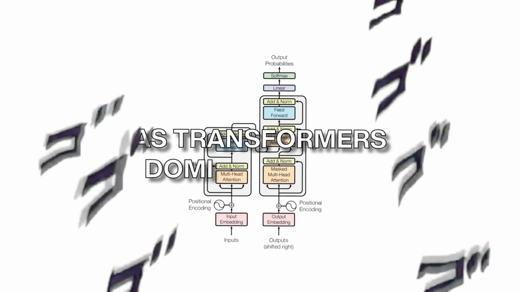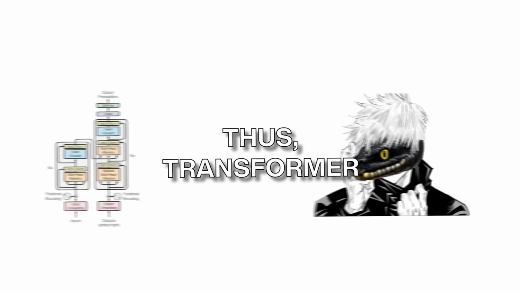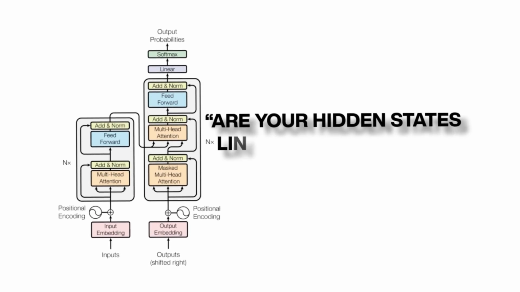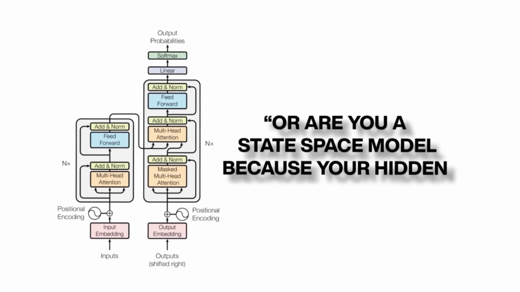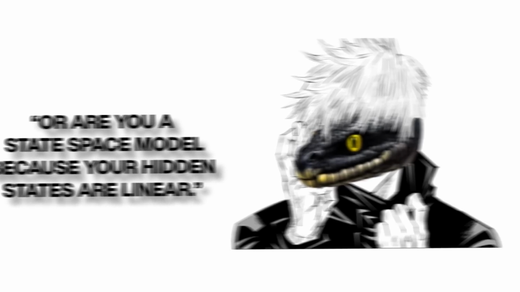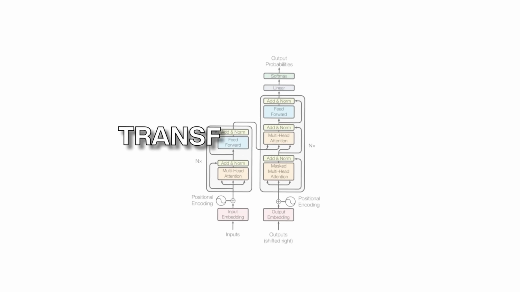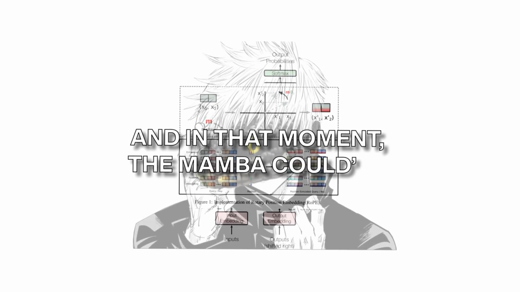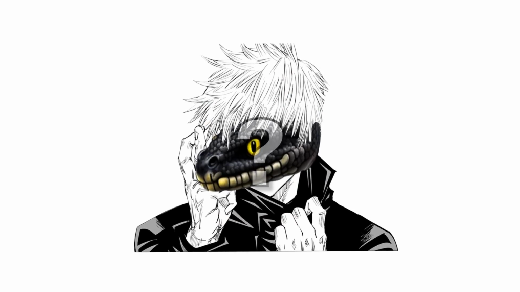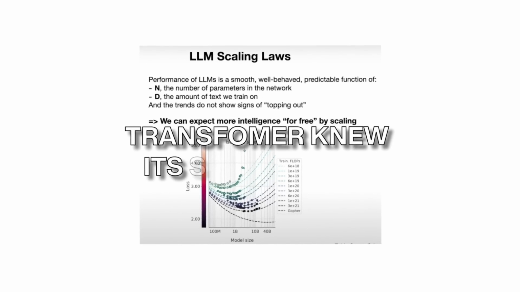As Transformers dominated LLMs, Mamba knew it was almost time to take action. Thus, Transformer asked Mamba, "Are your hidden states linear because you're a state space model, or are you a state space model because your hidden states are linear?" And before Mamba used the technique hardware-aware state expansion, for unbeknownst to Mamba, Transformers was scalable. It has rope within its ecosystem, and in that moment, the Mamba could have saved itself. But it did not know two key things. The first is, always bet on the attention mechanism. And the second, Transformer knew its scaling law.